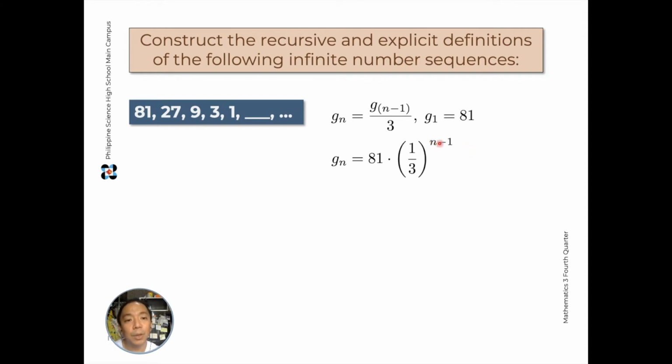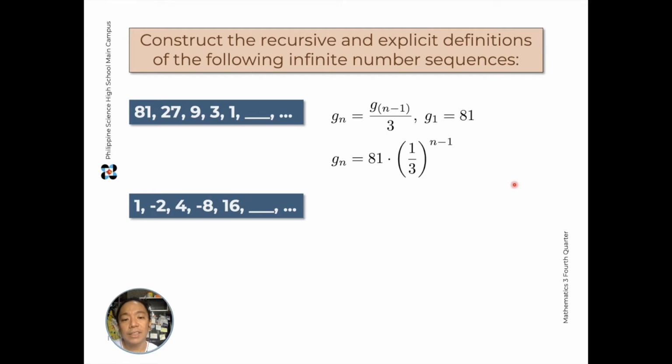First term, syempre, n is 1, so the exponent is 0. So this will be 81 times 1/3 raised to 0. That's 81. Second term will be 81 times 1/3 kasi this will be 2 minus 1. Third term will be 81 times 1/9, which is 9, and so on. So tama naman yung ating explicit definition.